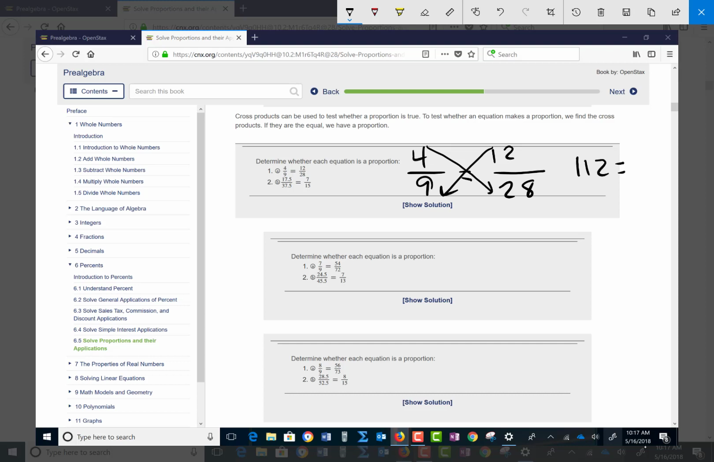And 9 times 12 is 108. So those two numbers are not equal to each other, which means no, this is not a proportion. So these questions are going to say, is this a proportion? And all you're doing is multiplying the numbers. If they're equal, it's a yes. If they're not equal, it's a no.